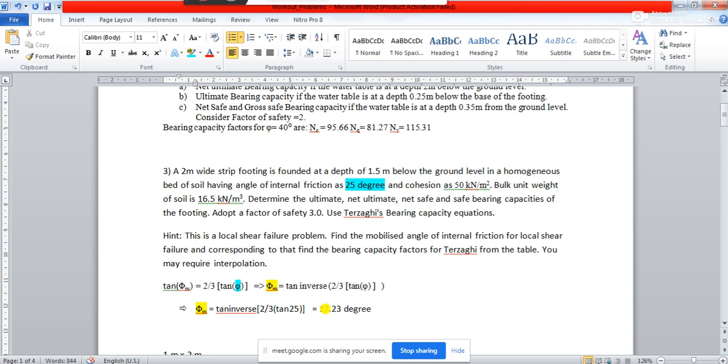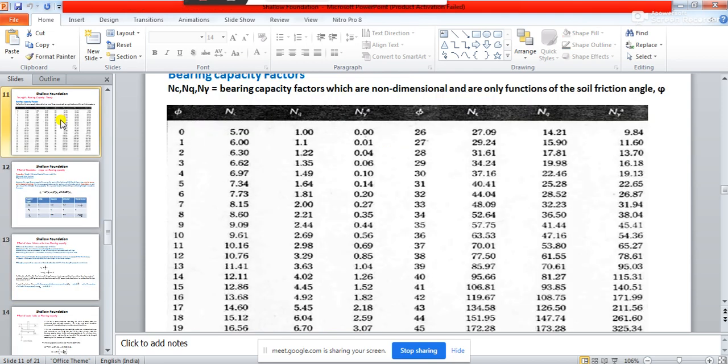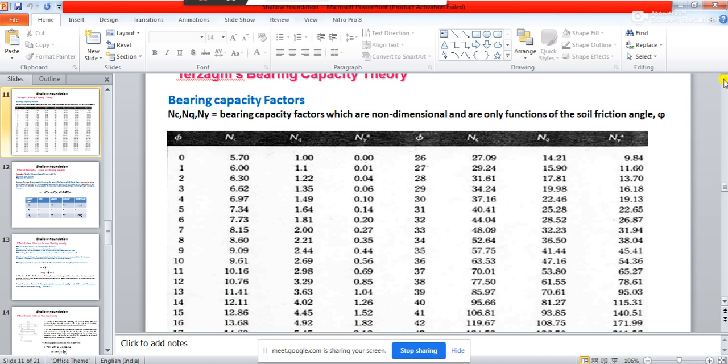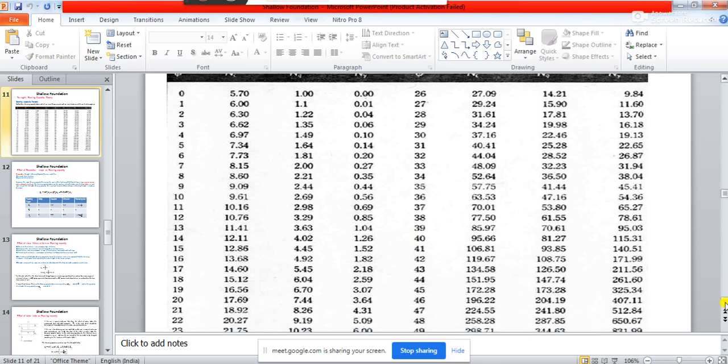Okay, that's all. Now see, in this problem it is being said, use Terzaghi's bearing capacity equation. So Terzaghi's bearing capacity factors you will have to use. For the time being, in the PPT, I have given you Terzaghi's bearing capacity factors. Whatever factors there are, they have been given in this table. Now from this table, what may happen?